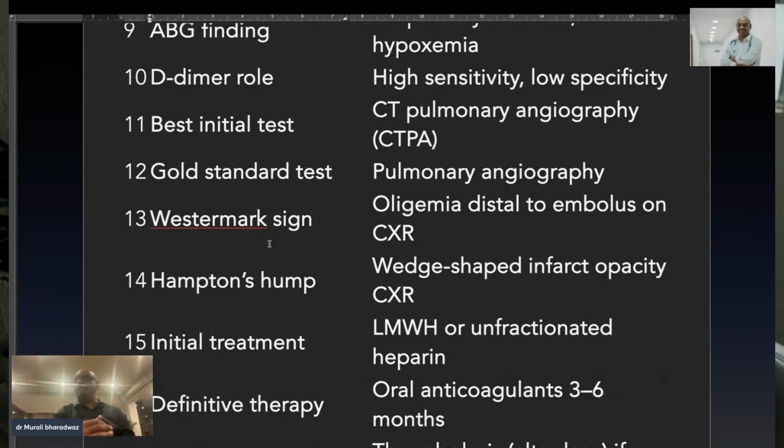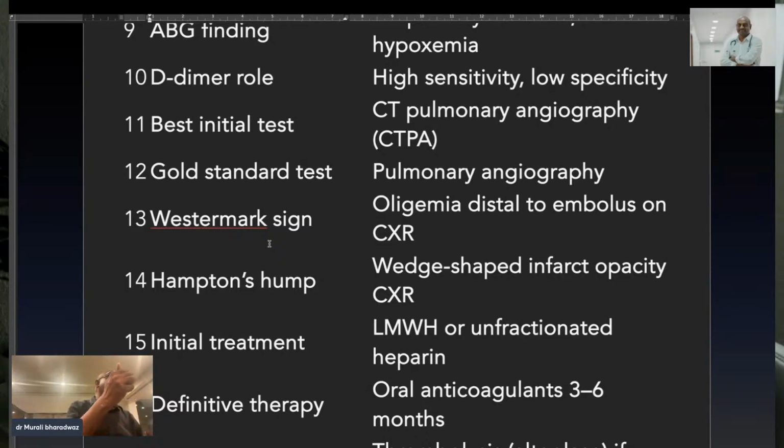The X-ray sign: Hampton's hump. Whenever there is an embolus, there is decreased blood flow through the pulmonary vessel. That's the reason there is a focal oligemia distal to the embolus. On X-ray, there will be decreased bronchovascular markings, an oligemic lung field. Then the infarction of the lung will lead to a wedge-shaped infarct that gives an opacity subpleurally, which is called Hampton's hump.